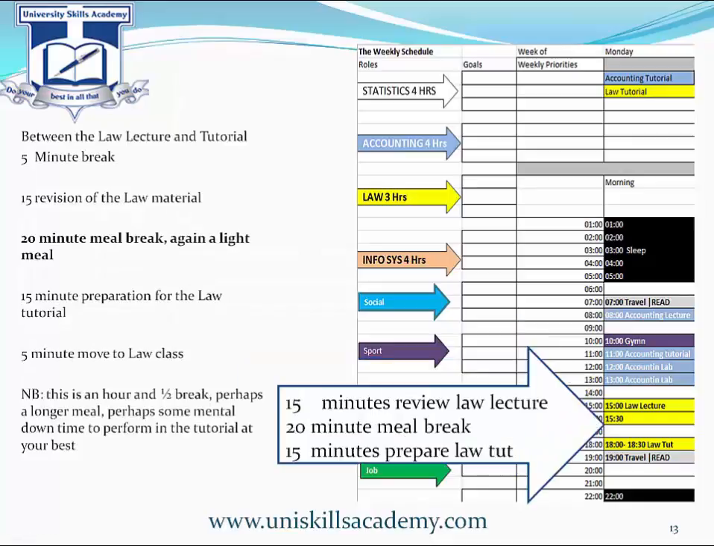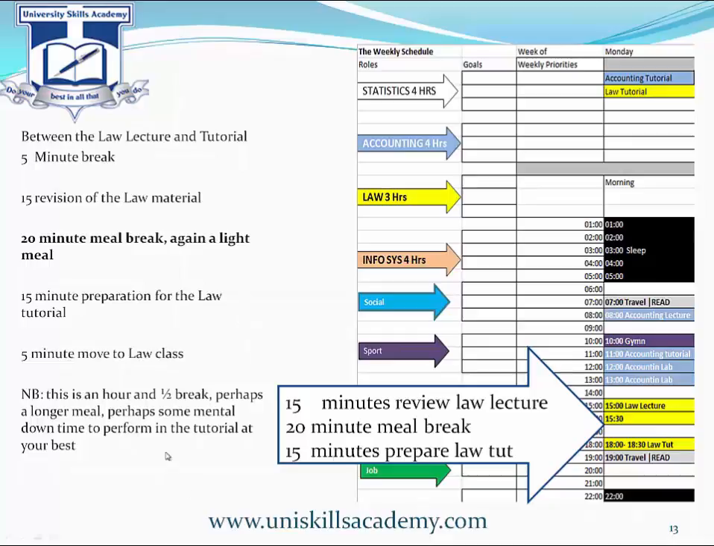An hour and a half of law, there's a gap here, again, an hour and a half. Squeeze in 15 minutes of revision for the law lecture, a 20-minute meal break probably. Again, only a light meal. Don't be bulking up on a 15-course feast. And then a 15-minute preparation for the tutorial.